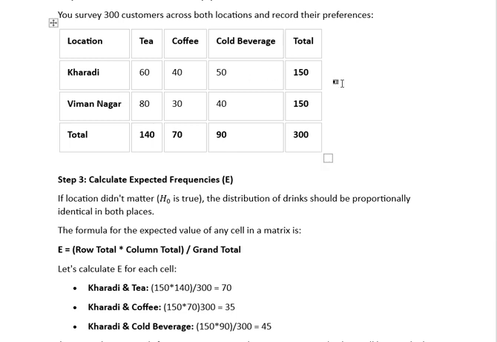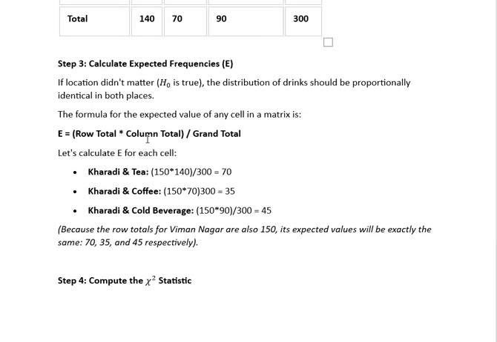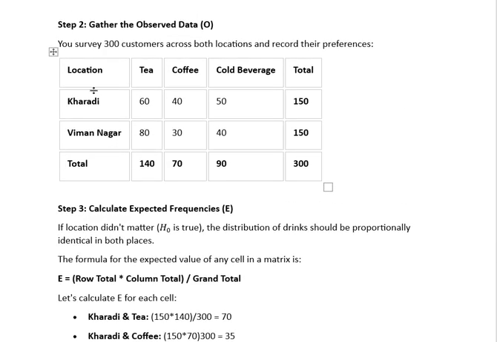Basically, the row total is 150 for Kharadi and 150 for Vimannagar. So let's calculate E for each cell. Let's say for Kharadi and tea, this combination. The row total is 150, the column total is 140, divided by the grand total, which is 300. 150 times 140 divided by 300 is equal to 70.